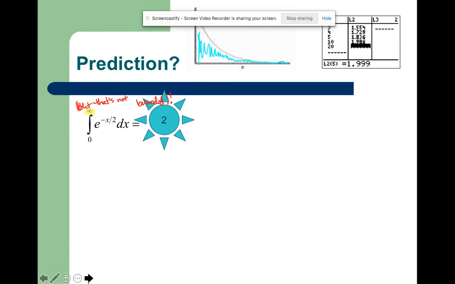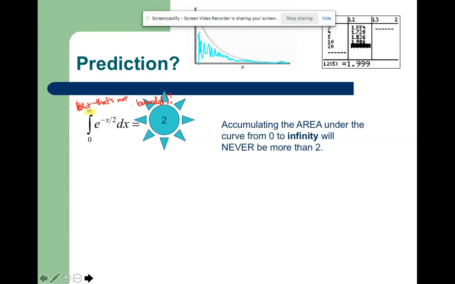And the question is, how do I get 2 without using my calculator and doing this guessing? I want a mathematical way to get the answer of 2 for an improper integral. So accumulating the area under the curve from 0 to infinity, isn't that kind of crazy? I mean, that's kind of cool. No matter how far out you go, you're going to be adding such an infinitesimally small amount that you will never get above 2.